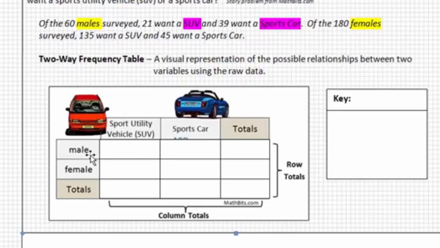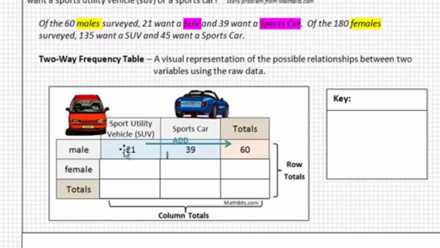How many males said they wanted an SUV? It said 21 males want an SUV. So in this cell, that's what we call these boxes, where male and SUV intersect, we would put in 21. Since 39 males wanted a sports car, here, where male and sports car intersect, we would put in 39. Now when we add these up, the total should be the same as the total number of males that were surveyed, and that was 60. And in fact, when we add 39 to 21, we get 60.